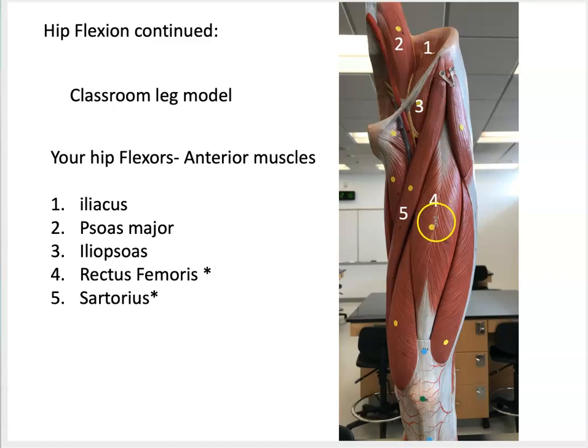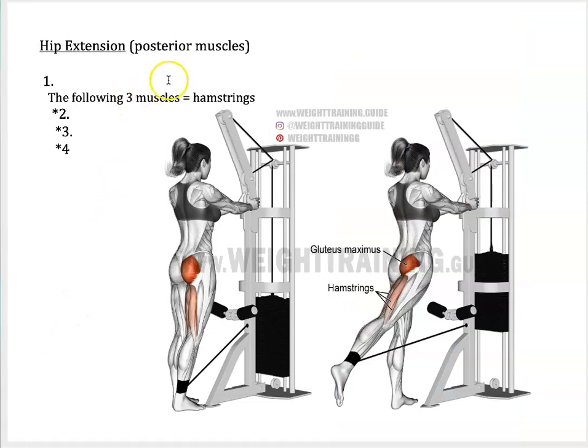So make sure you understand that rectus femoris is a quad muscle. It is the only quad muscle that is crossing both the hip joint and the knee joint. All the other quad muscles cross only the knee joint. So those are our hip flexors. These are anterior muscles. Easy to see. Psoas major, iliacus, iliopsoas, sartorius, and rectus femoris. Got that? So now let's look at our hip extension muscles.